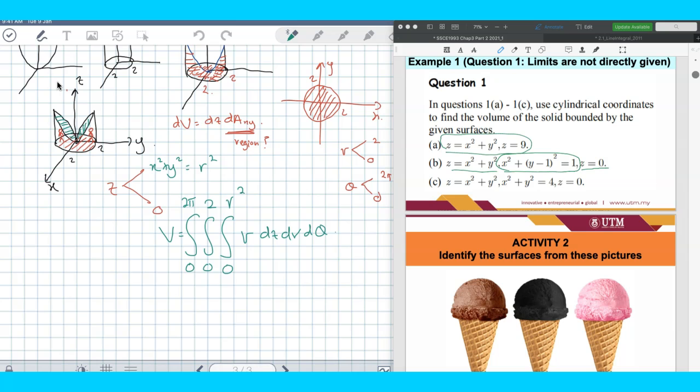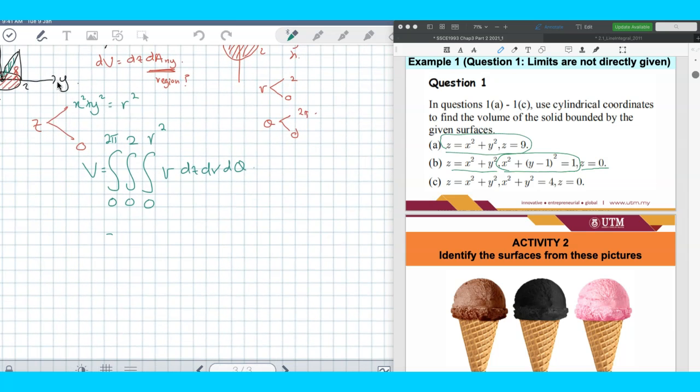I'm not going to solve this, so please do it yourself, and I will give you the final answer. What you will get is 8 pi unit cubed, because now we are finding the volume. If you forget to put the unit, it's okay, but if you put it, it's better. I don't penalize you if you forget to put the unit.